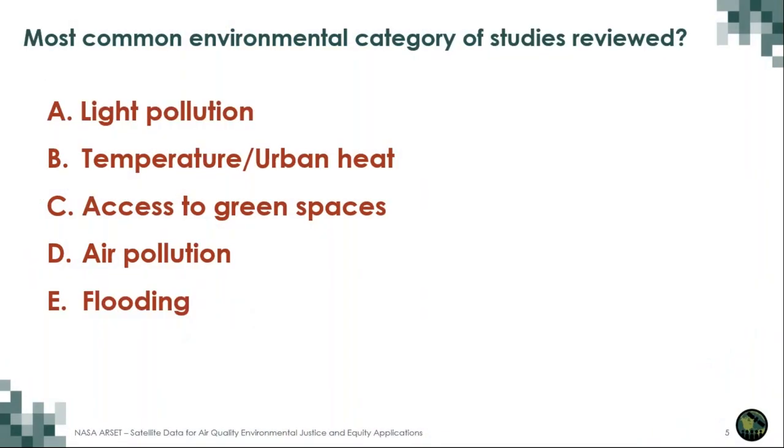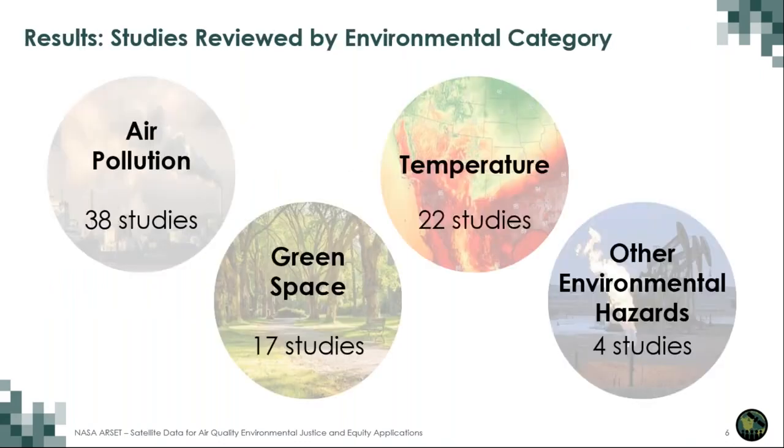Take a look at this slide's example of environmental impact categories. Which do you think was the most researched category of the studies we reviewed? Pat yourself on the back if you guessed air pollution. Our review resulted in 81 included studies. Most of the authors leveraged satellite data for air pollution research.